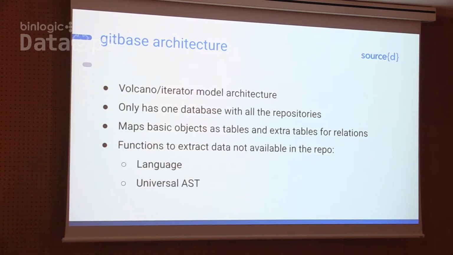Internally, we use a Volcano or Iterator model. It's only one database that has all the repos. It's not that we have one database per repository. We cram all the information that we have from all the repos in only one database.